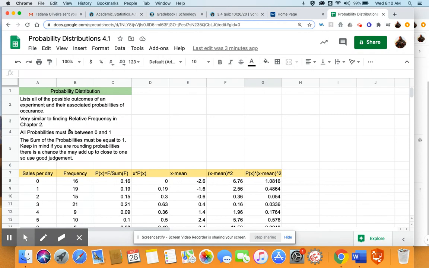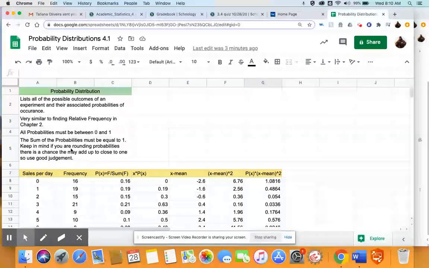All of the probabilities in your distribution must be between 0 and 1. That makes sense. We know that all probabilities have to be between 0 and 1. And the sum of the probabilities has to add up to 1 total. Okay?